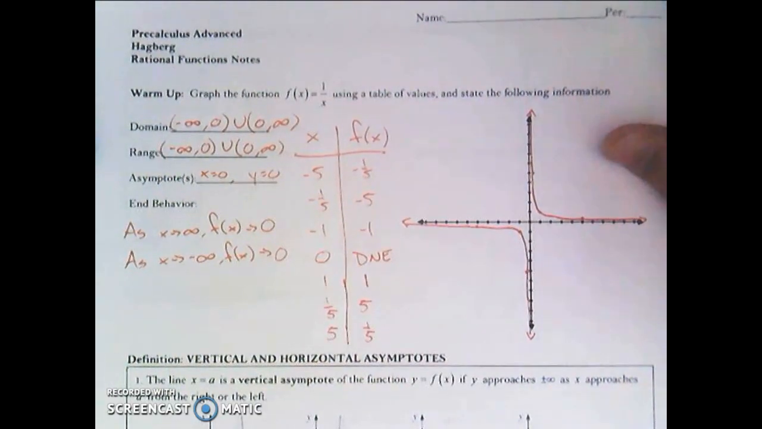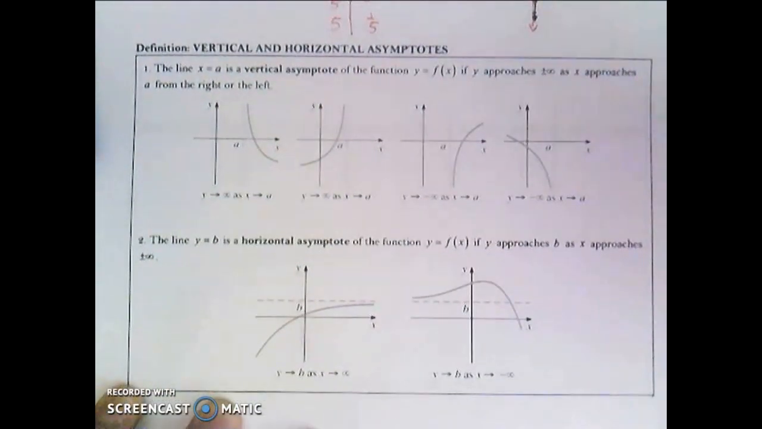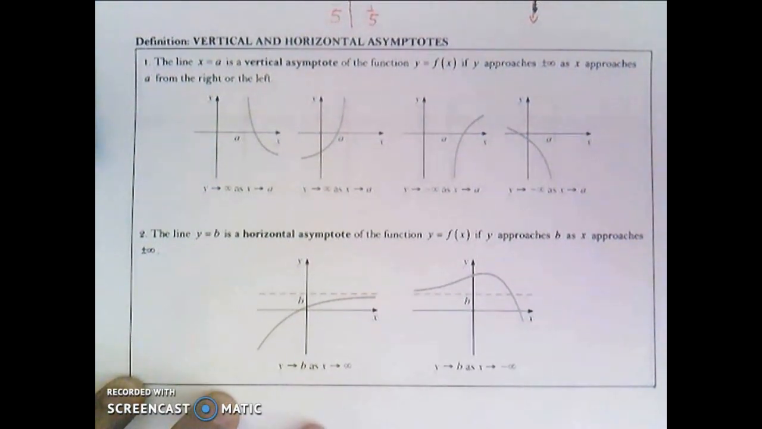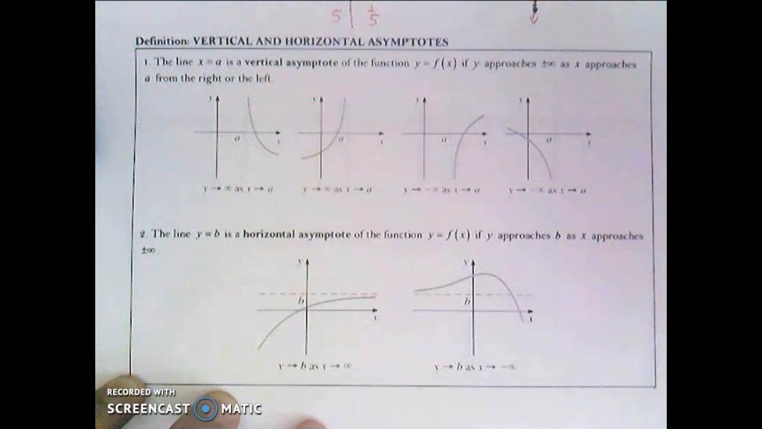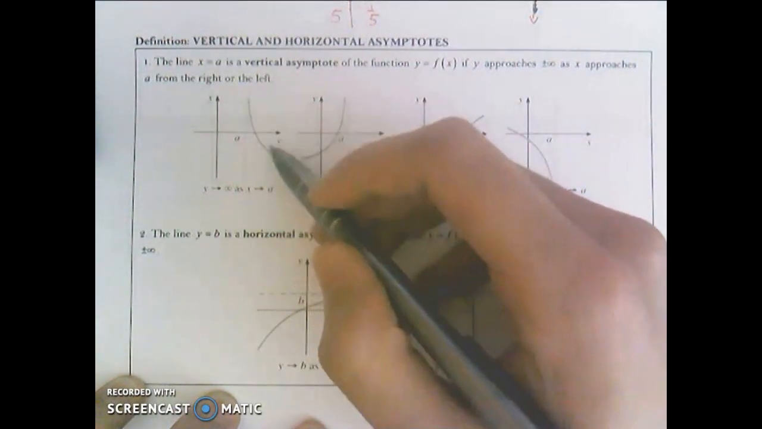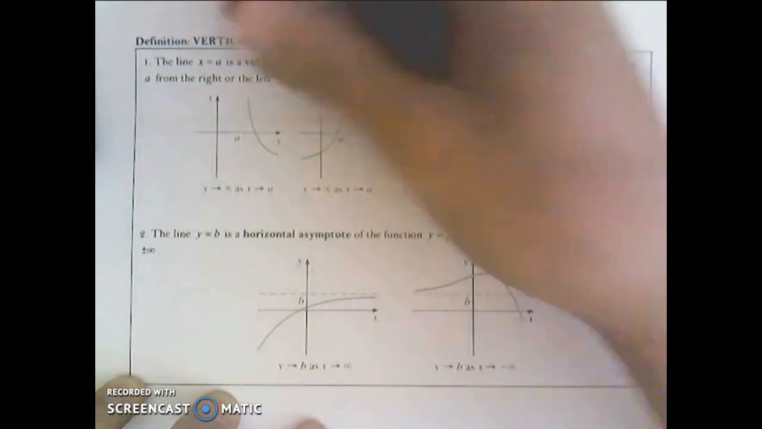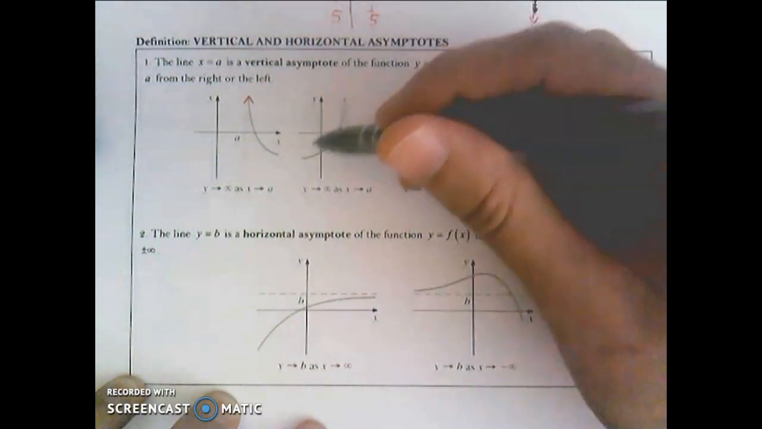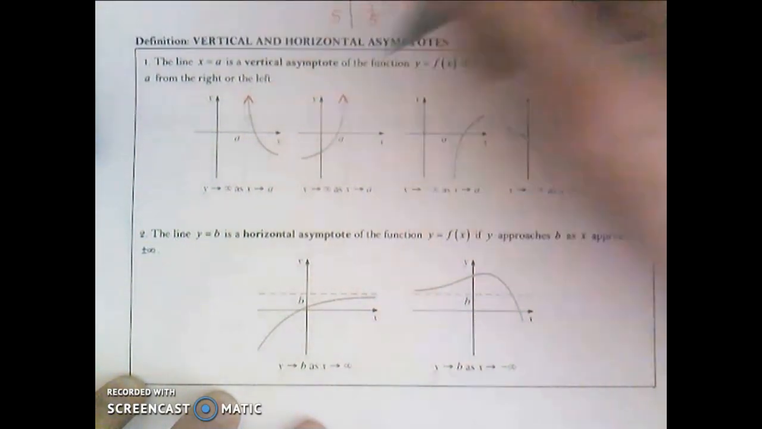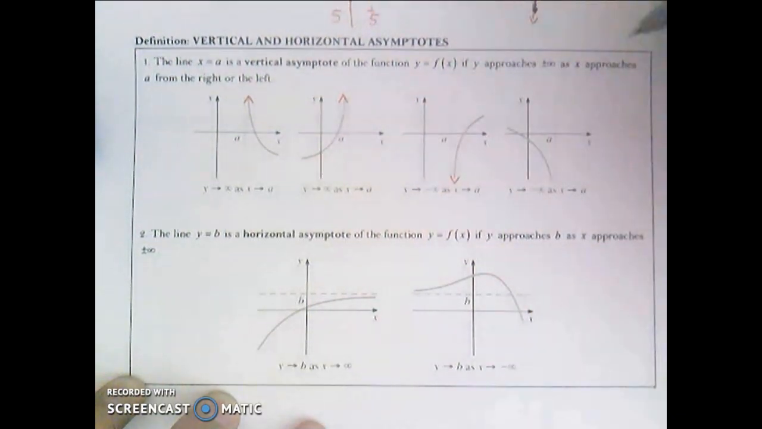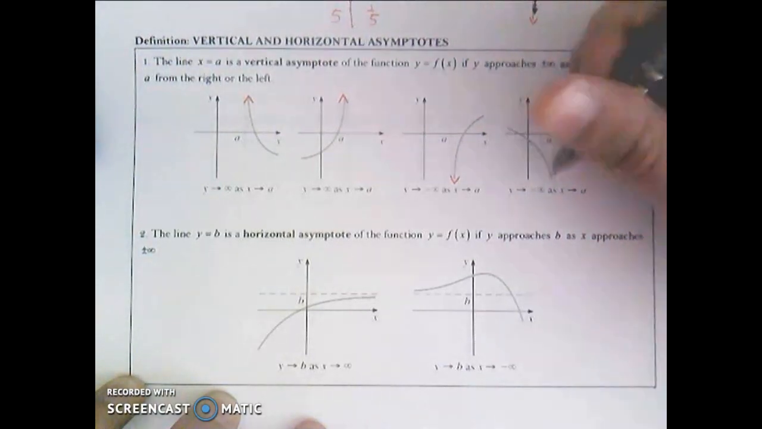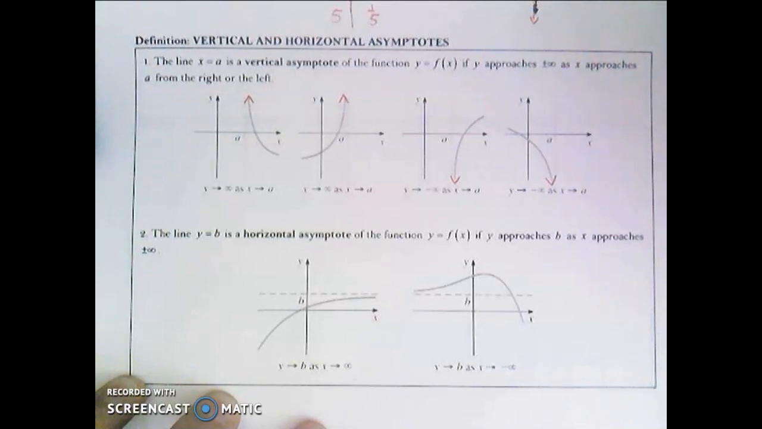I want to talk a little bit about vertical and horizontal asymptotes. So here I've given you the definitions for each of these. A vertical asymptote is the line x equals a, for which the function approaches positive or negative infinity as x approaches a from the right or left. In this first example, as we approach a from the right, from the positive side, our function is approaching infinity. As we approach a from the left, from the negative side, our function approaches infinity. Or you could have, as x approaches a from the positive side, our function decreases, approaches negative infinity. And as we approach a from the negative side, our function approaches negative infinity.